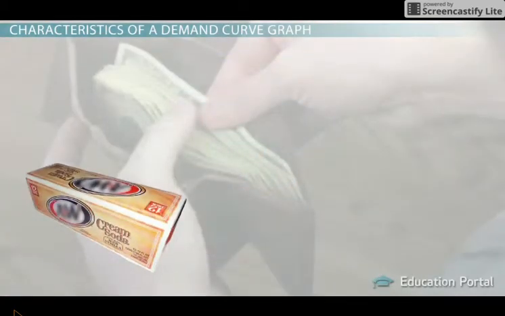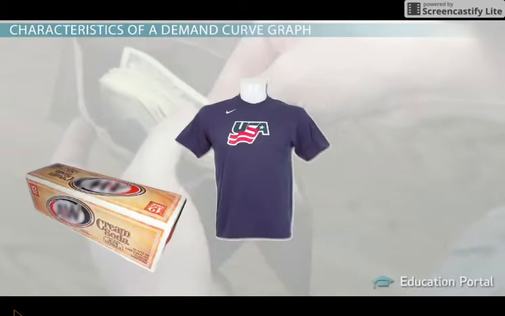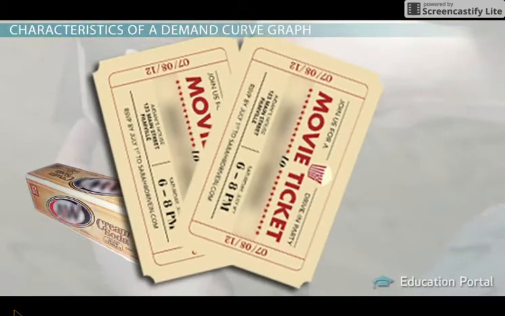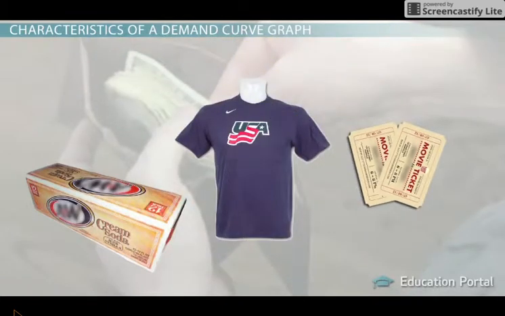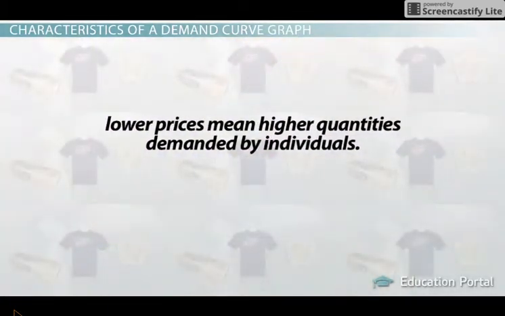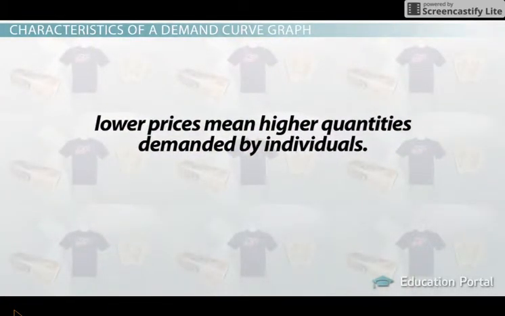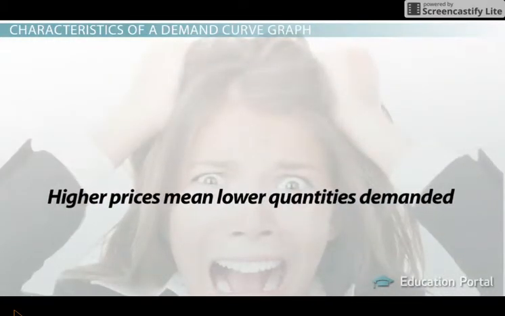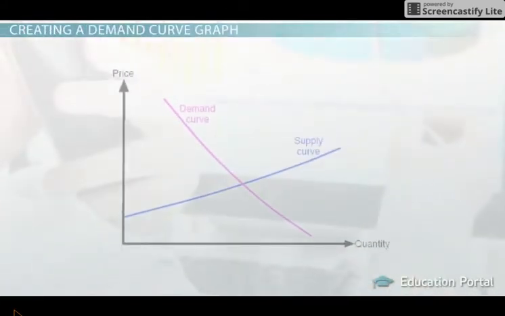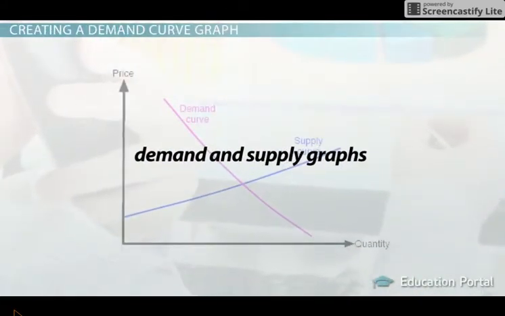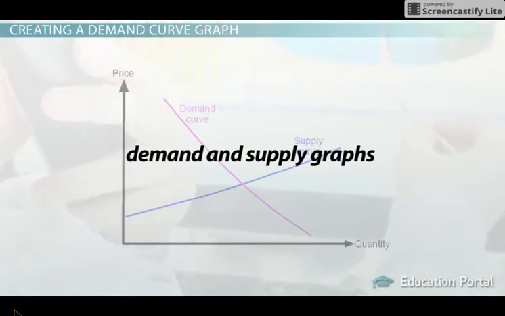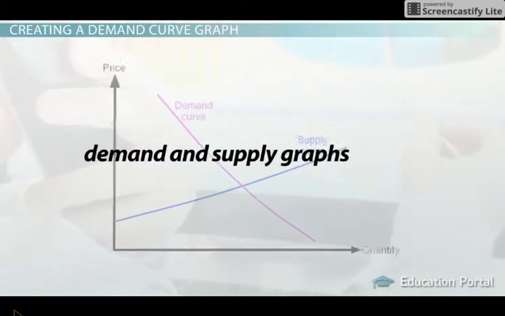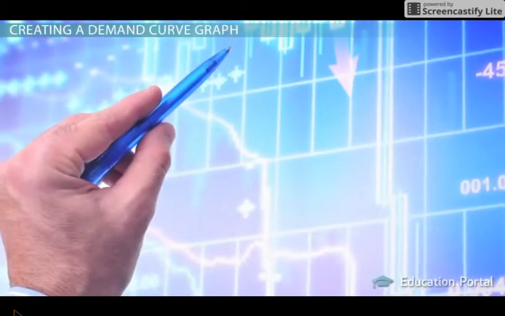The same logic and rationale can be applied to the 12 packs of soda, the clothing, or the movie theater tickets you may purchase in a given week. To sum up, lower prices means higher quantities demanded by individuals. Higher prices means lower quantities demanded. Economics relies heavily on demand and supply graphs. Understanding how they are constructed and work will help you better understand many economic concepts.